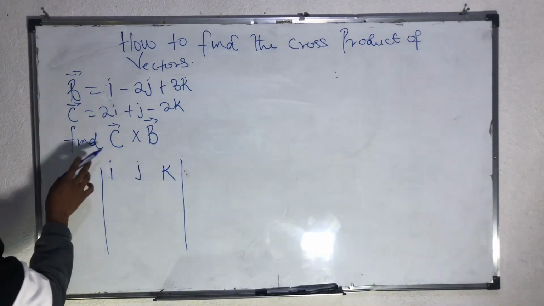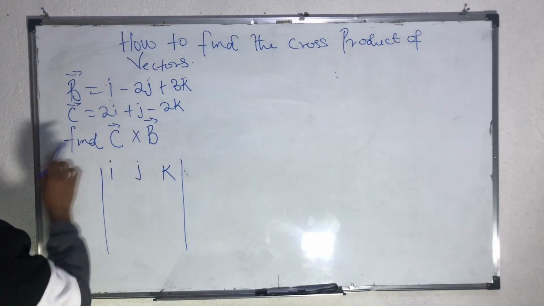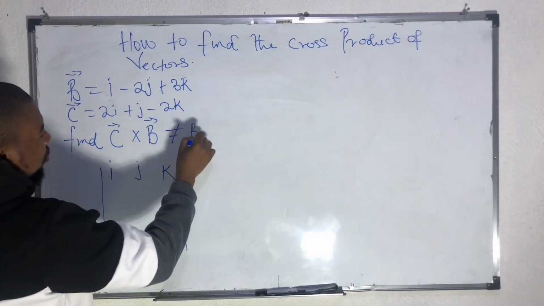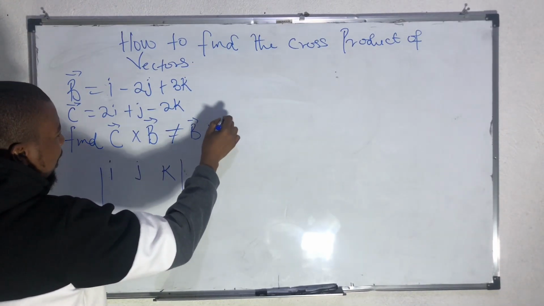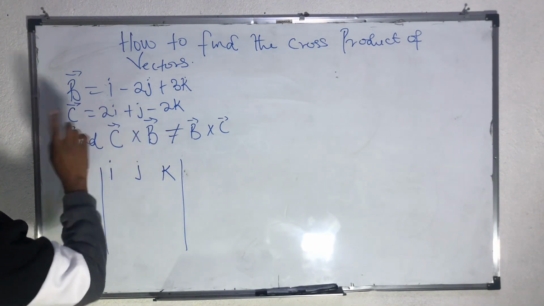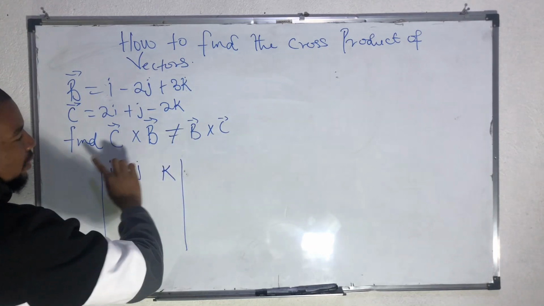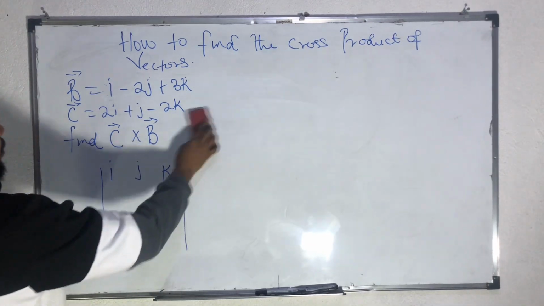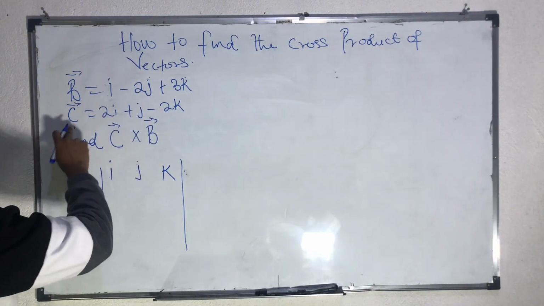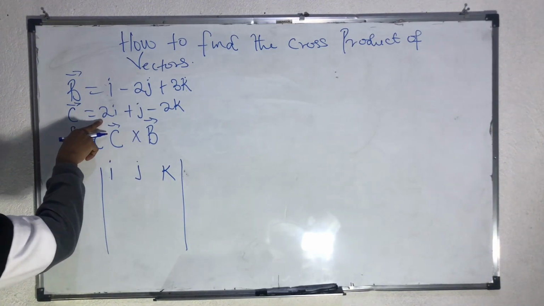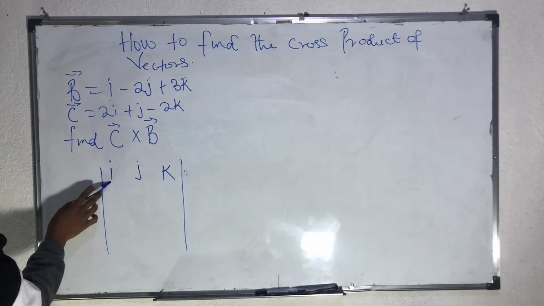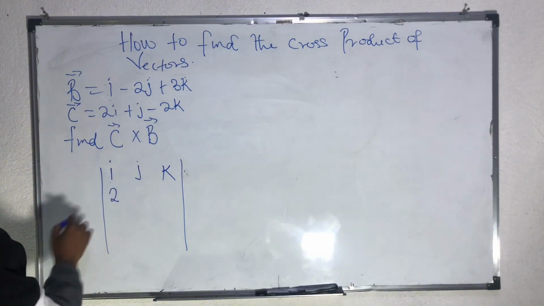Next up, remember they said we should find C cross B. And C cross B is not equal to B cross C. They are not the same. If your lecturer says, like I said initially, find C cross B, do not say B cross C, because they are not equal. All right, let's proceed. Next up, you pick your C's. The first number, the number in front of your i, is a 2. Where you see i here, you write a 2 below it.